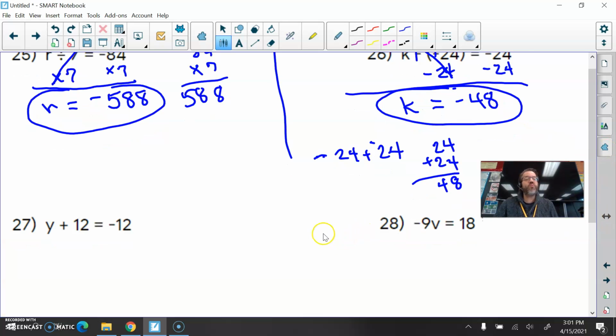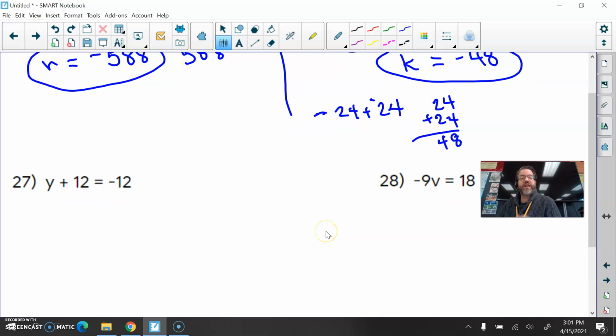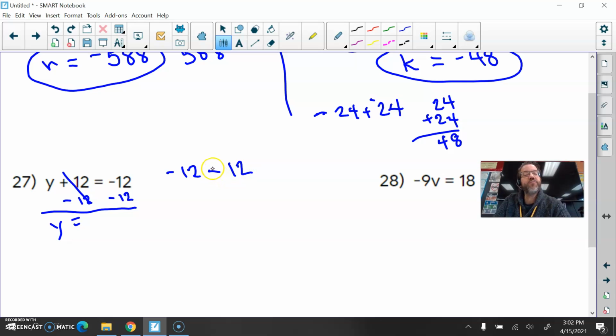Number 27, y plus 12 equals negative 12. Well, to get y by itself, I need to get rid of the plus 12. To do that, I use the inverse operation, which is to subtract 12. There, subtract 12 here. That's gone. Y equals, and now we just have negative 12 minus 12. Remember, we don't want to leave it as subtracting. We change it to plus, change this to its opposite.